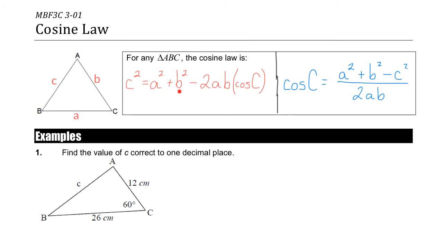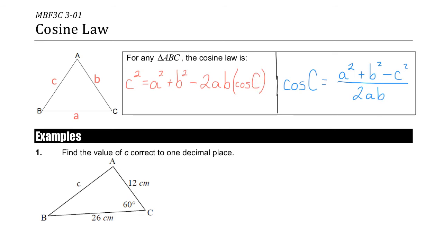a and b are just going to be the other two sides. So the labels in your actual question might be different. You might not be finding side c, but the side that you want will go in this spot. The other two sides will go in these spots. Now this angle C, remember the position, C and c are opposites. So whatever side you're trying to find, it's on the opposite side to this angle. So you have to put that angle in this spot.